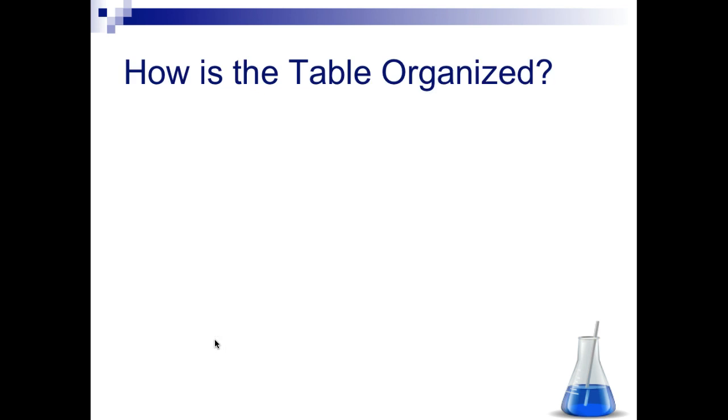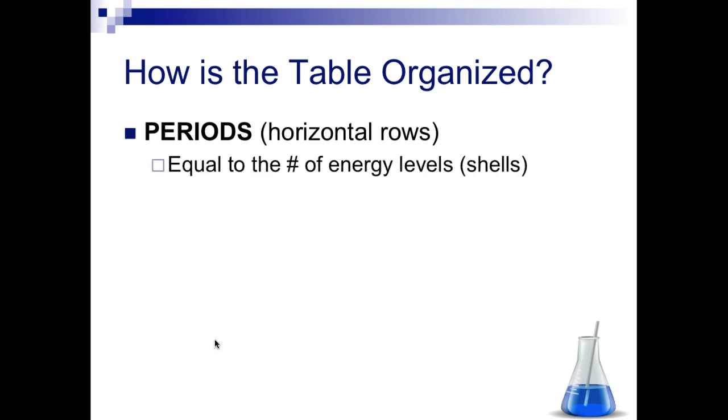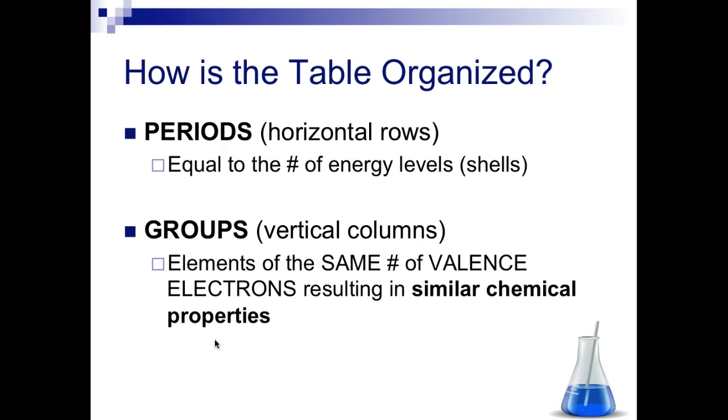So how is the table organized? Well, the first thing you need to know are two vocab words. So periods is first. Those are the horizontal rows. They are equal to the number of energy levels or shells that an element will have. Then there are groups. Those are the vertical columns. Those elements in those groups have the same number of valence electrons, and because they have the same number of valence electrons, they will have similar chemical properties.